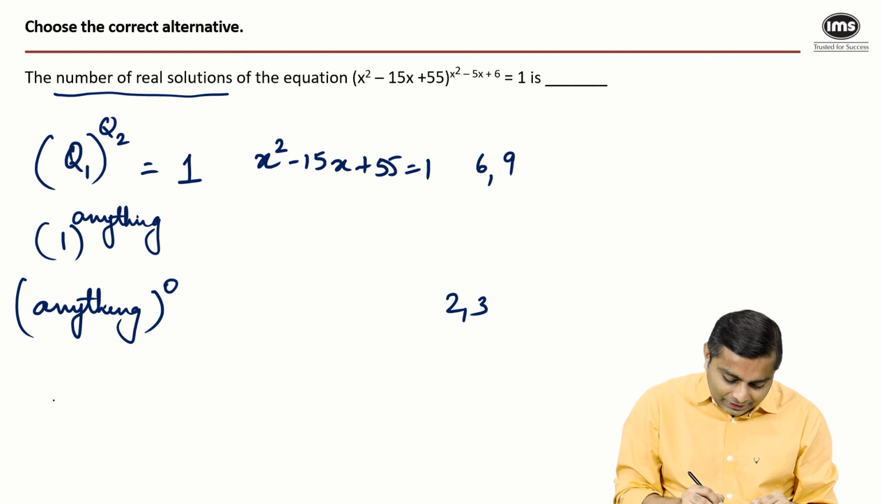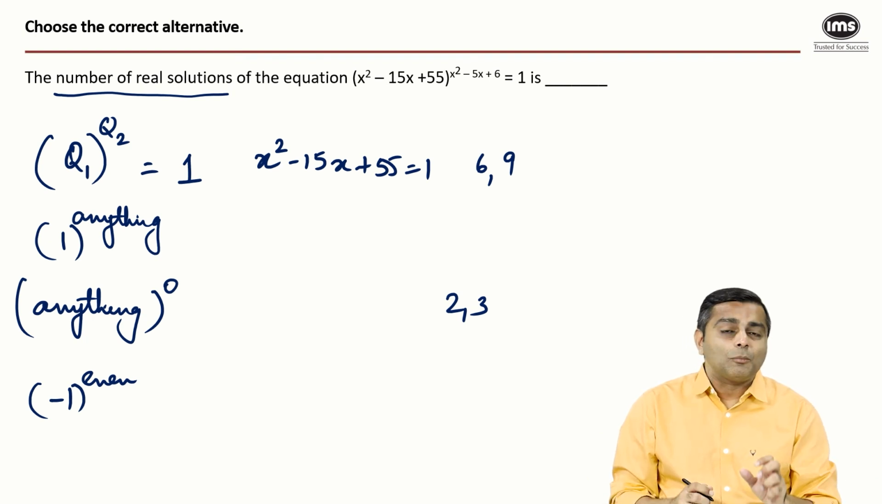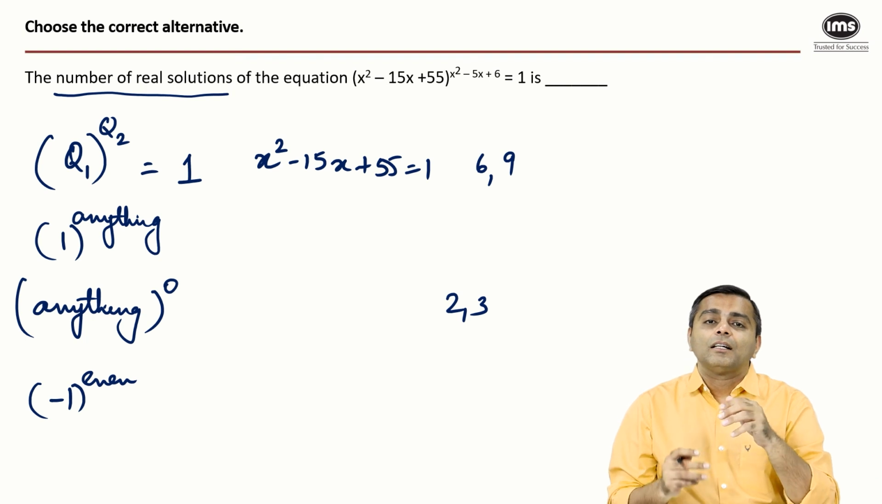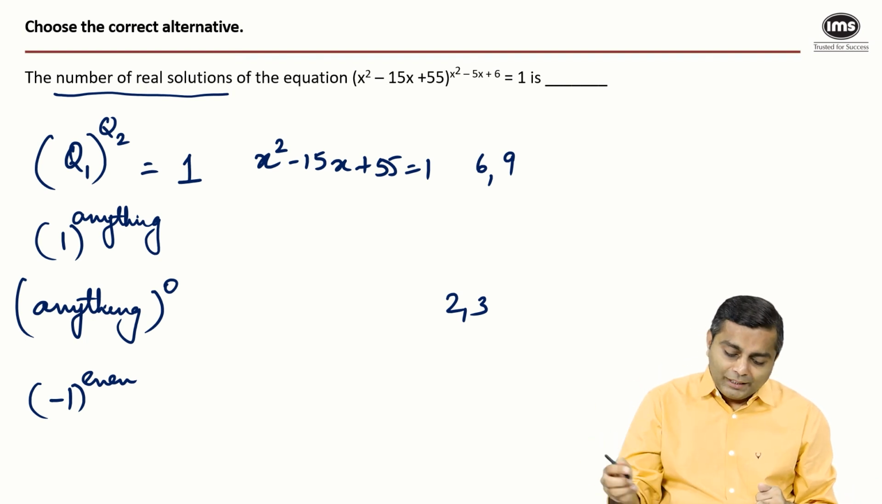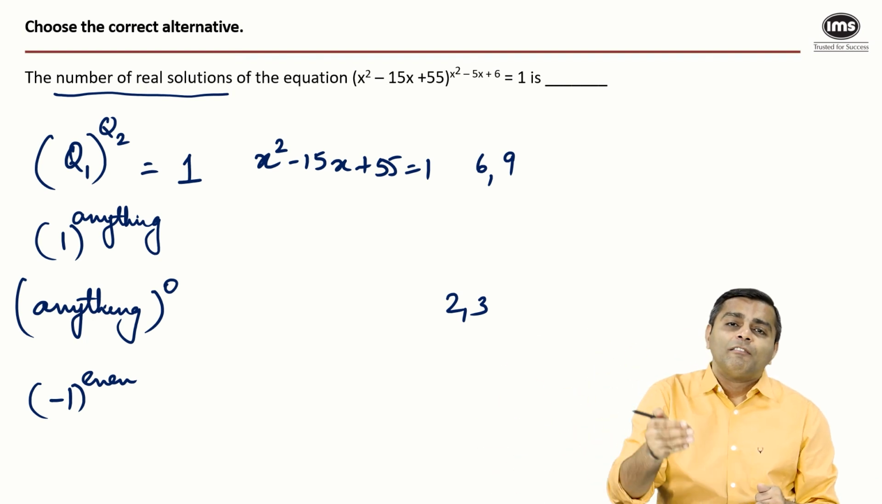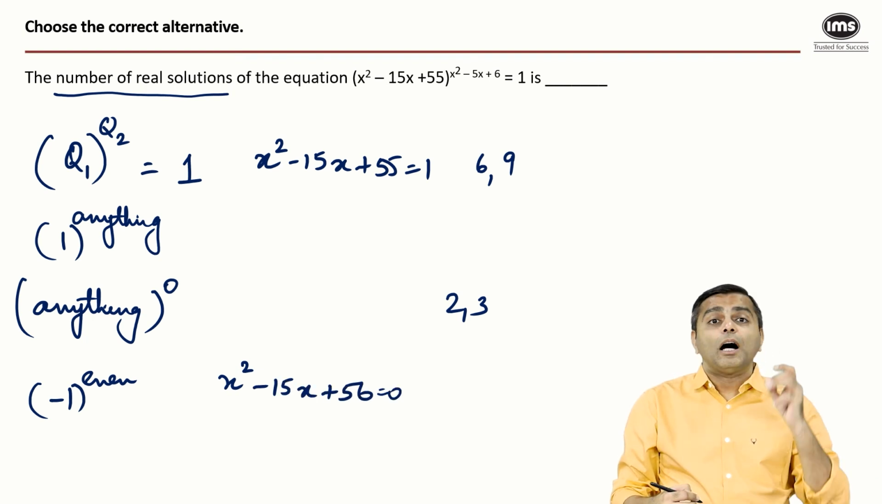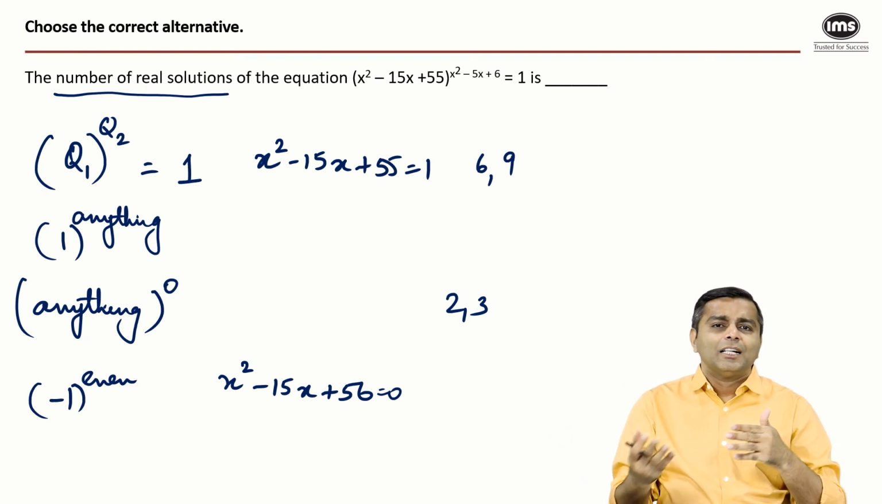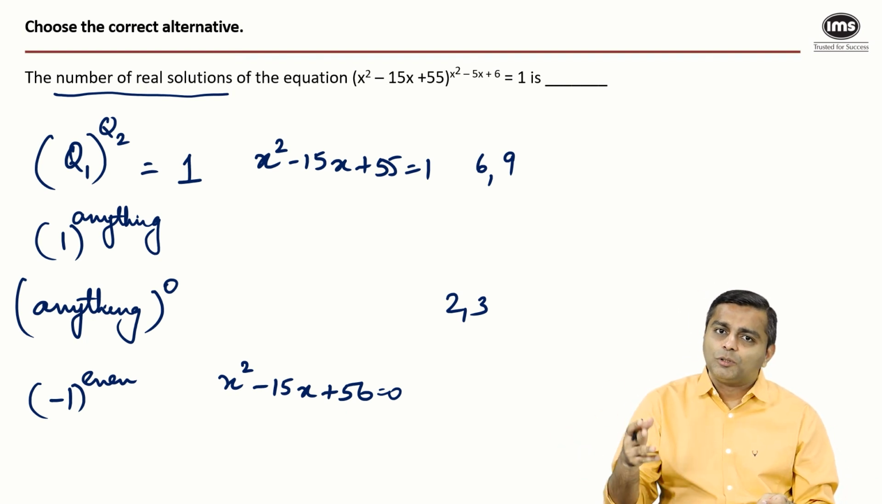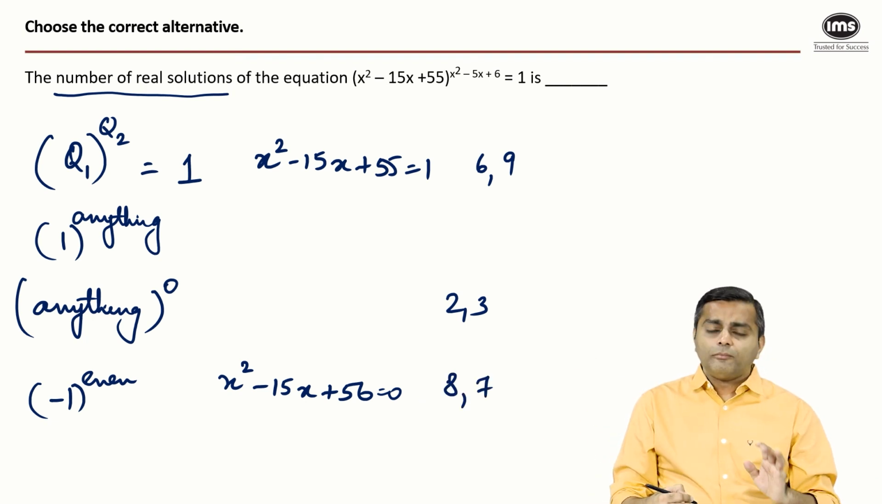The third possibility is basically minus 1 raised to an even power. Minus 1 raised to an even power is also going to give us 1 on the right hand side. So I'm going to first equate the base to minus 1. x square minus 15x plus 55 is equal to minus 1, then minus 1 comes to the left hand side and becomes x square minus 15x plus 56 equals 0. Again, minus 15 and 56 should be oral for you. Minus 8 minus 7 gives us plus 56, and also minus 15. So the values here are 8 and 7.